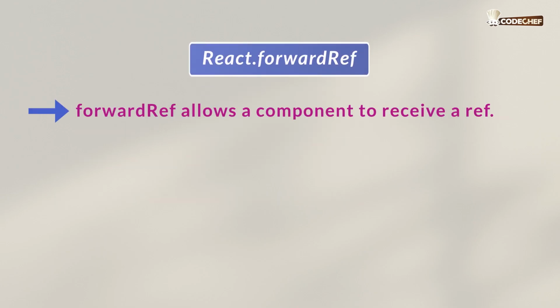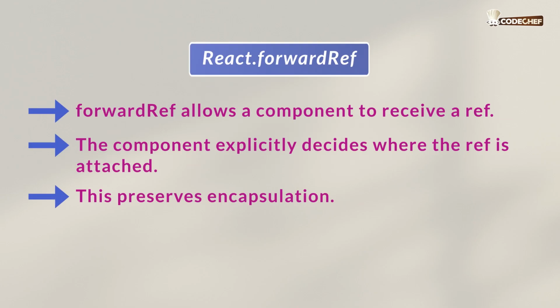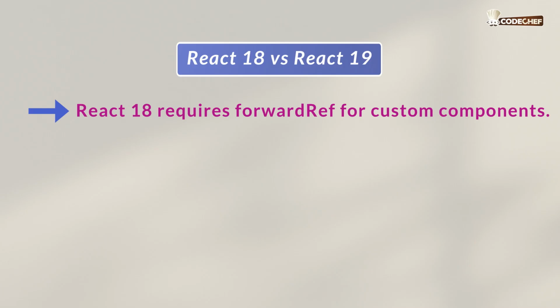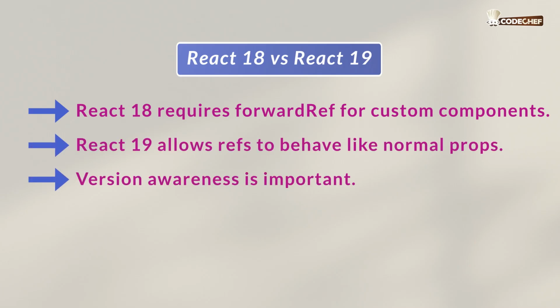React.forwardRef allows a component to receive and forward a ref to the DOM element. This keeps abstractions safe while enabling DOM access. In React 18, forwardRef is required. React 19 simplifies this, but version awareness is important.